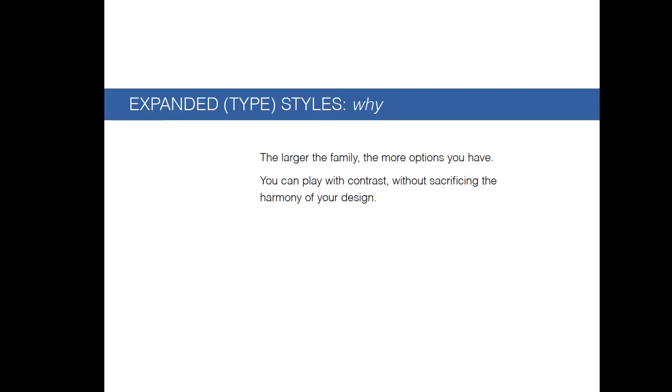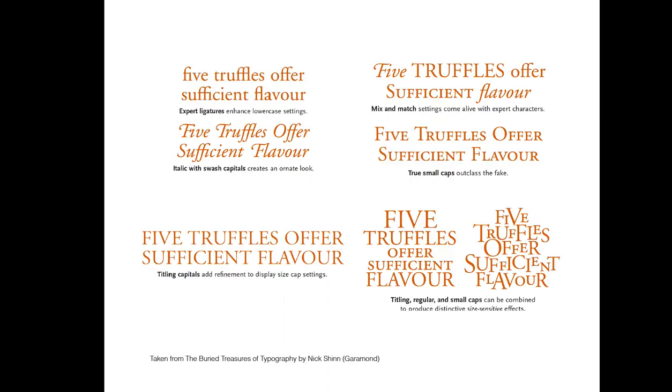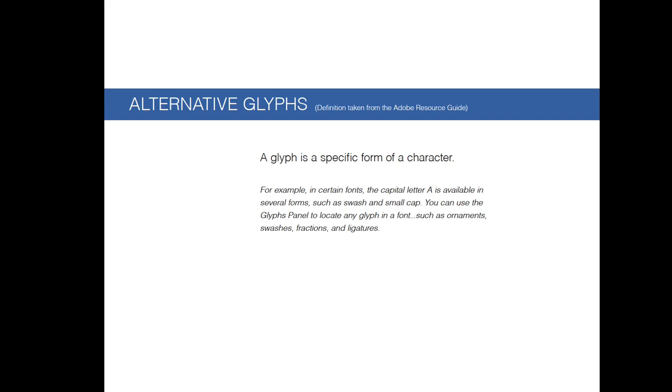Here's an example. You can play within that family to create lovely little samples. So this is the same typeface. This is all Garamond. And you can see, you can push and pull the tone while staying within the same typeface family. There's no need to really change typeface families if you've got a family that has sufficient weights and styles. What else should you look for?